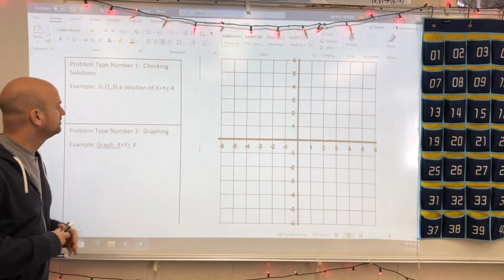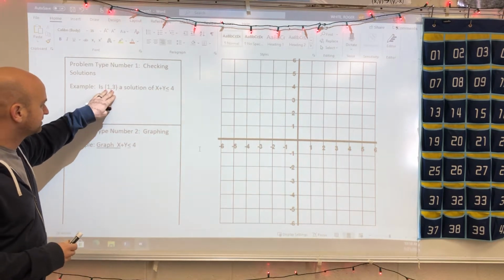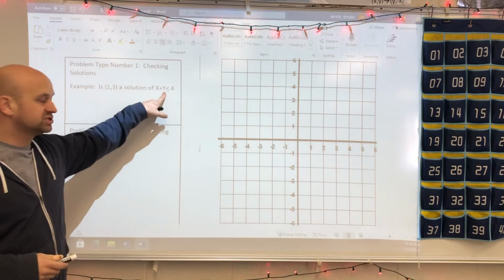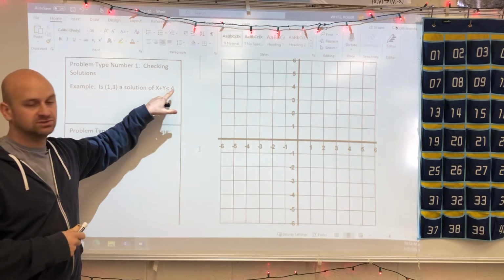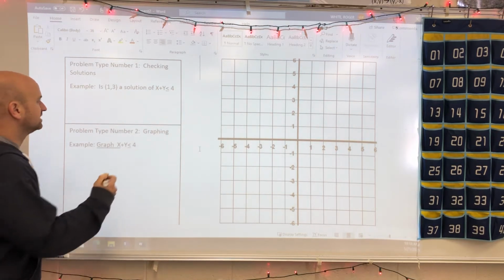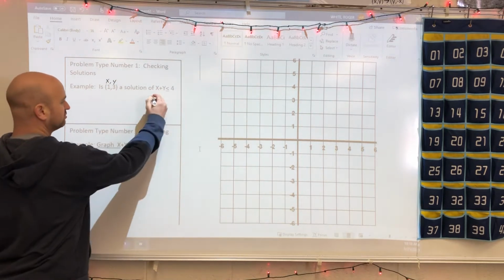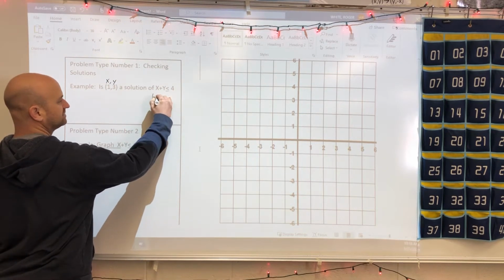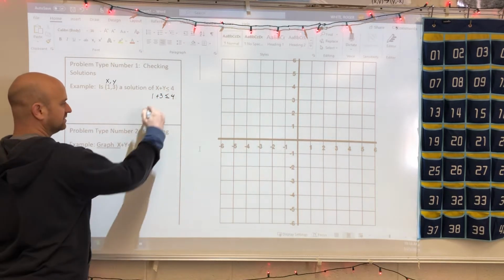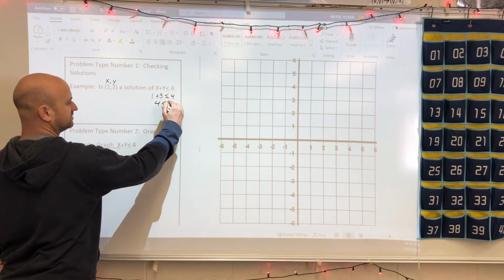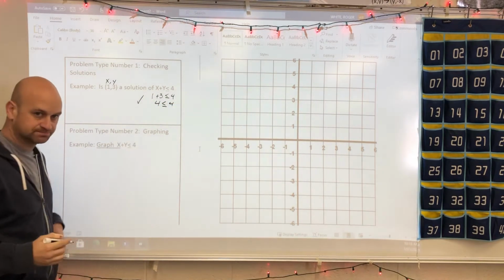One type of problem is just checking solutions. So for example, is this particular coordinate, (1, 3), a solution of x plus y is less than or equal to 4? All we do in this case is plug in our values. Here's x, here's y. So we have 1 for x plus 3. Is that less than or equal to 4? In this case, we have 4 is less than or equal to 4. So this means that this is a solution.